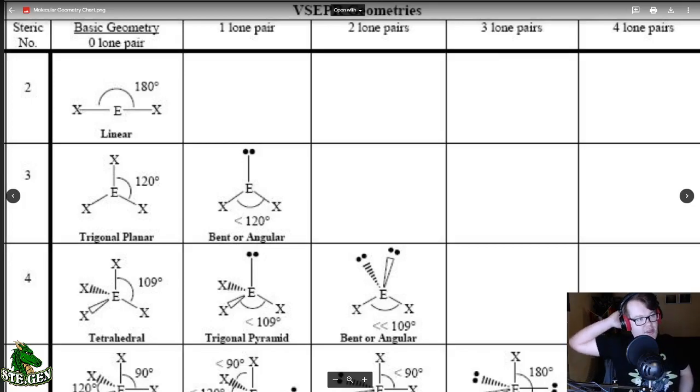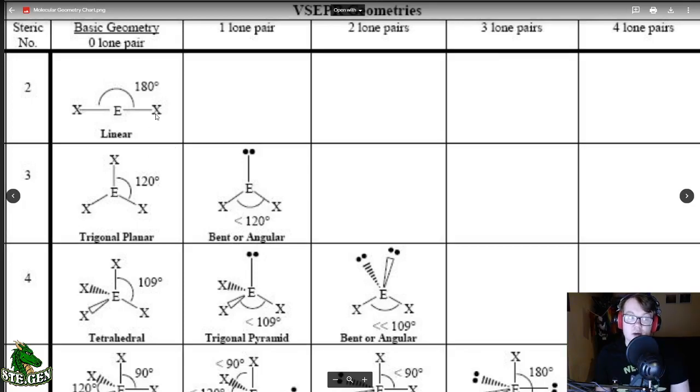The first thing that you'll notice is that as you increase steric number, the options increase as to what you can have. So, for example, right here, this is a linear atom, and it happens when the center, and in this case, E is representing the center atom, is bonded to 2 things, and there are no dots. So 2 things it's bonded to means it has a steric number of 2, and there are no dots on it. This one right here, that's called linear. This is trigonal planar. Trigonal planar is when it's bonded to 3 things, 0 dots.